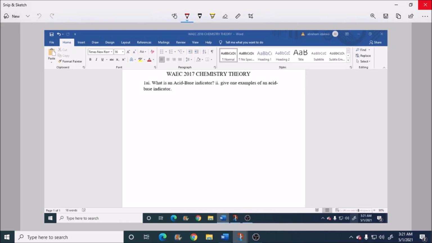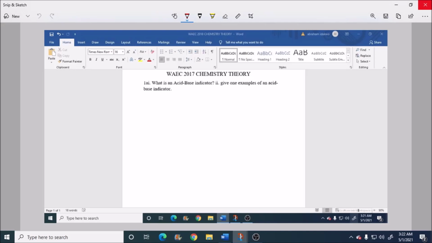Question number 1A, Roman figure 1. What is an acid-base indicator? Roman figure 2. Give one example of an acid-base indicator. Now, the answer to question 1A, Roman figure 1.